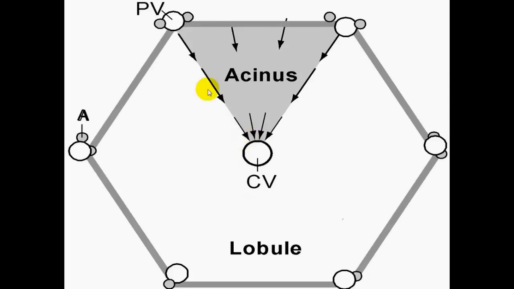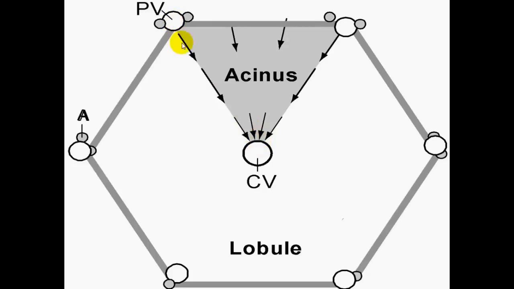Now you can see from here that you have this portal triad, which comprises a portal vein, a bile duct, and a hepatic arteriole. The movement of the blood, if you can see, is from the portal triad towards the central vein. So as far as anatomy, physiology, or pathology is concerned, we have to understand this concept that the movement of the blood is from the portal vein towards the central vein.